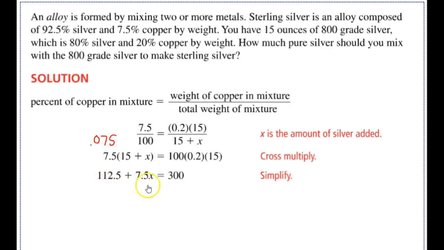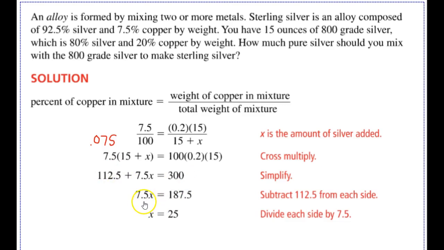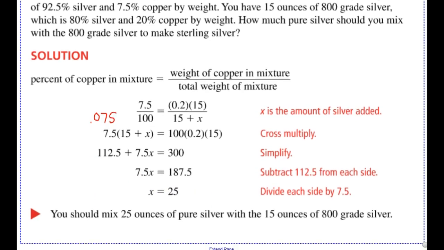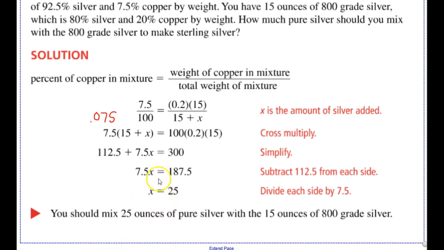Now again, I see I'm left with a linear expression or equation, so now I can just get x by itself. So I subtract my 112.5 from both sides, and then I'm going to divide by my 7.5. So I know that my x would equal 25. So I'm almost done. I always want to finish with what I mean. I don't care what x means.